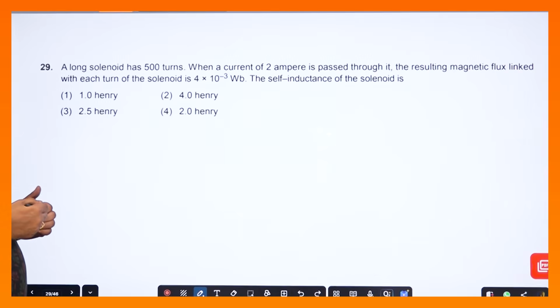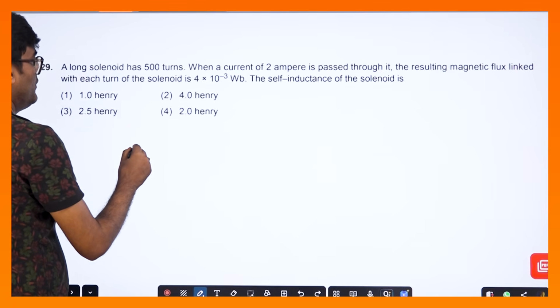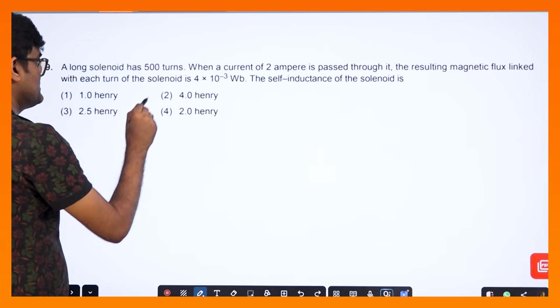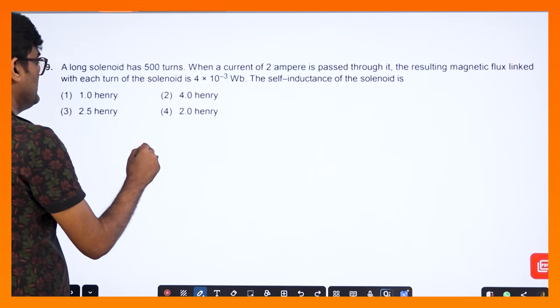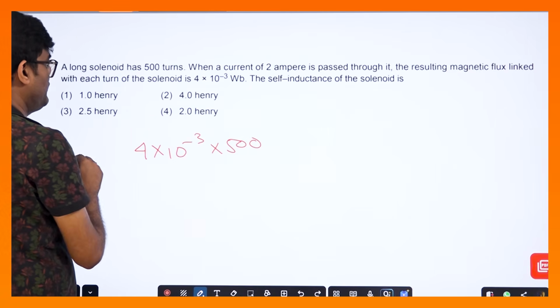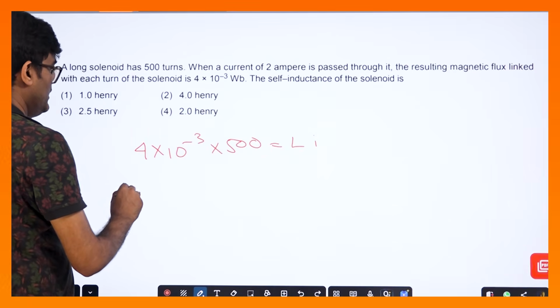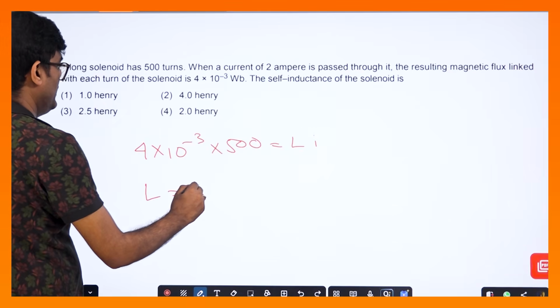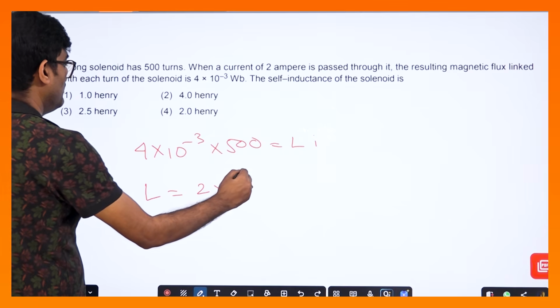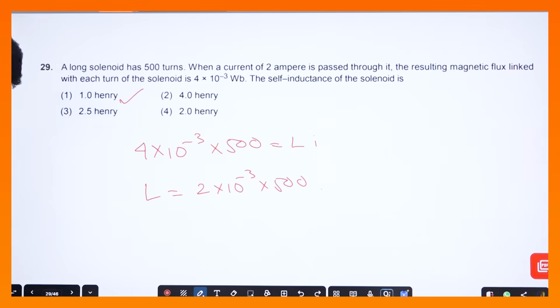A long solenoid has 500 turns. When current 2 ampere is passing, the resultant magnetic flux in each turn of the solenoid is 4 into 10 power minus 3. Flux means magnetic field into area. So what is the net flux? Net flux is 4 into 10 power minus 3 into 500, and that flux is equal to self inductance into current I. I is also given, 2 ampere, so it is 2 into 10 power minus 3 into 500. So option 1 is the correct answer. 1 Henry is the correct choice for this question.